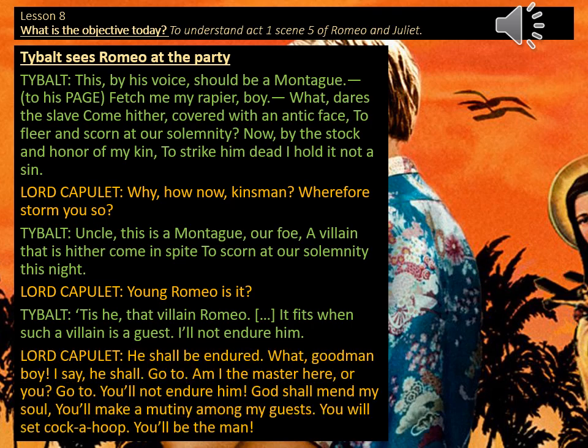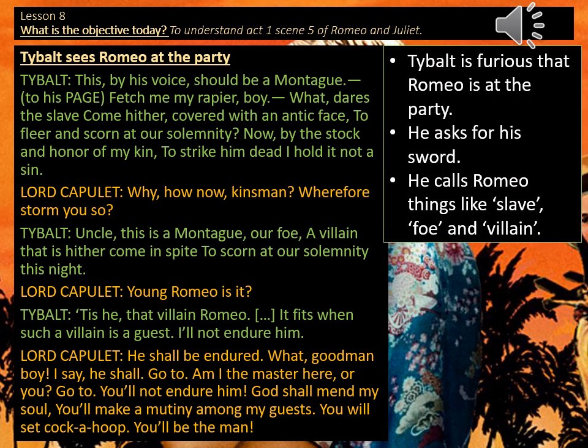But Lord Capulet doesn't want the party to be disturbed, so he says, "He shall be endured. What, goodman boy, I say he shall. Go to. I am the master here. Go to. You'll not endure him? God shall mend my soul. You'll make a mutiny among my guests. You will set cock a hoop. You'll be the man." So Tybalt is furious that Romeo is at the party.